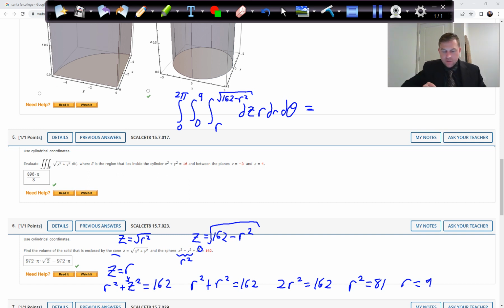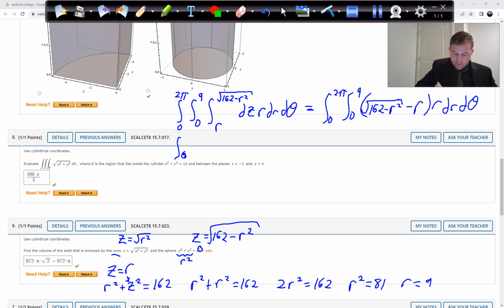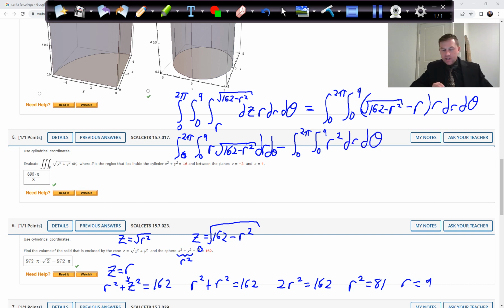But when we take the antiderivative of this, there are no z's in here, so we're just going to get 0 to 2 pi, 0 to 9 of the square root of 162 minus r squared minus r, all times r, and then dr d theta. So we're going to get 0 to 2 pi, 0 to 9 of r times the square root of 162 minus r squared dr, minus, I'm going to break this into two integrals, 0 to 2 pi, 0 to 9 of r squared dr d theta. The reason I did that is because we have to use u substitution on this one, but we don't have to use it on this one.